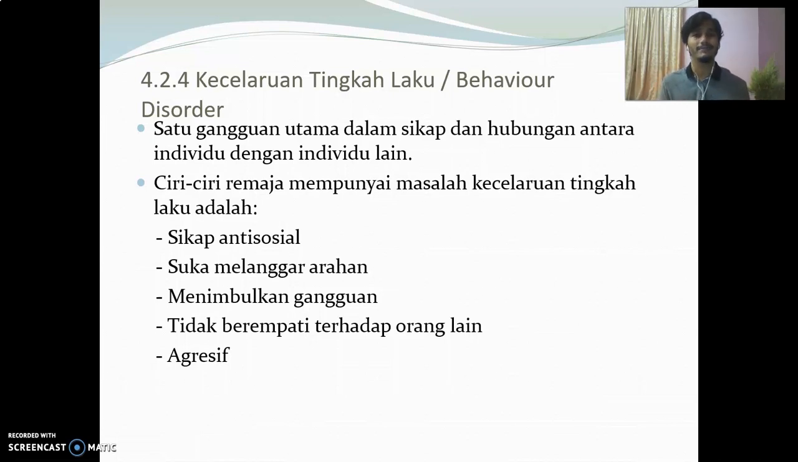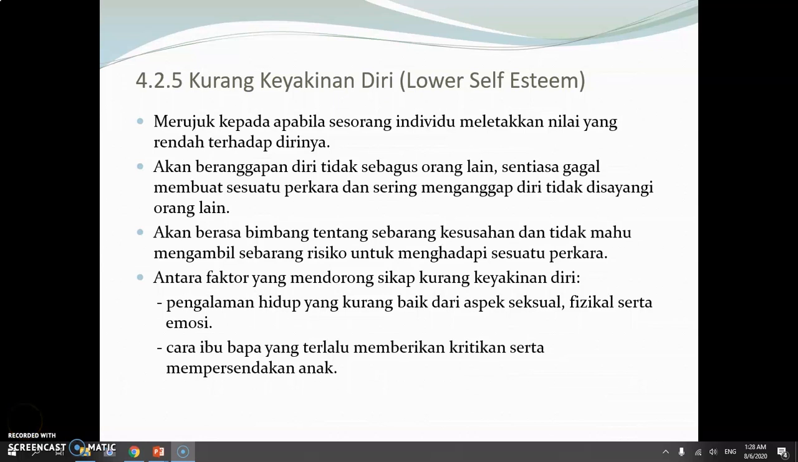So that's why behavior disorders are a very serious matter to be considered in this case. Yeah. Alright, seterusnya adalah kurang keyakinan diri, lower self-esteem. Okay, lower self-esteem ni merujuk kepada apabila seseorang individu meletakkan nilai yang rendah terhadap diri. They don't really feel appreciative about themselves. So that's the issue of lower self-esteem.